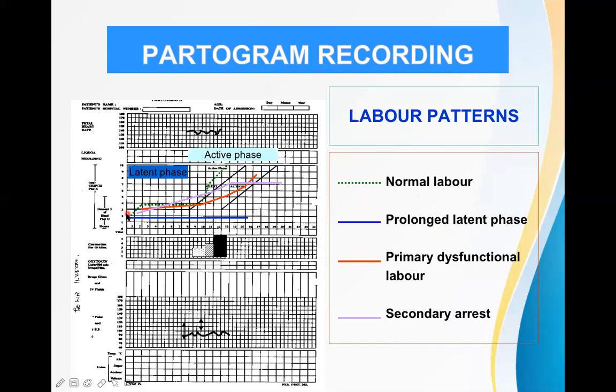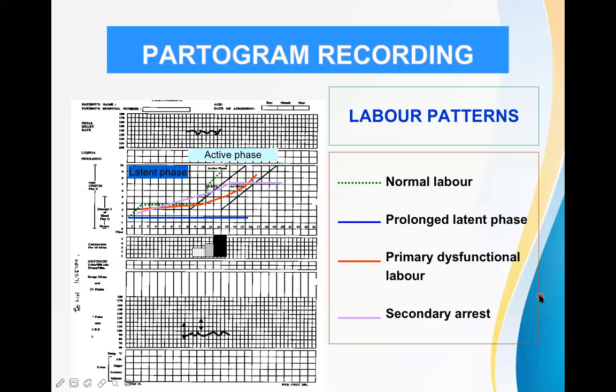Prolonged latent phase is shown by this one. Definitely, this is prolonged. Already the action line is here. It has already crossed it. Primary dysfunctional labor is shown by this red line. Dysfunctional labor. Probably the uterine contractions are not strong enough. And secondary arrest is shown by this purple line.